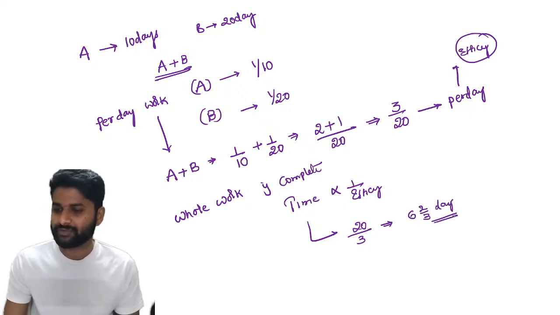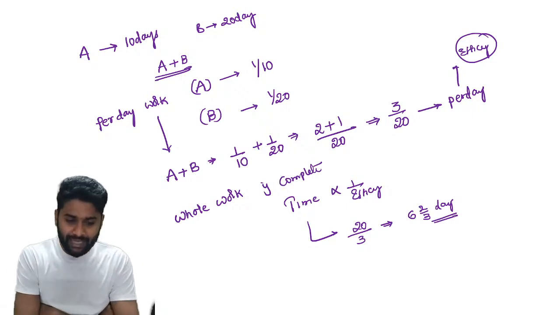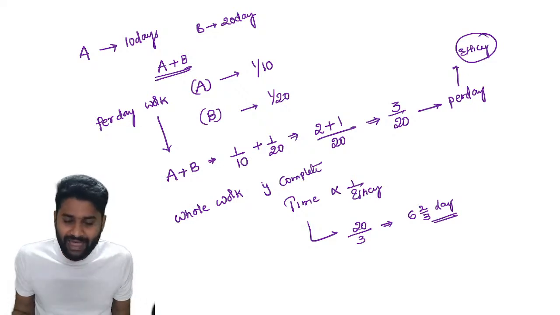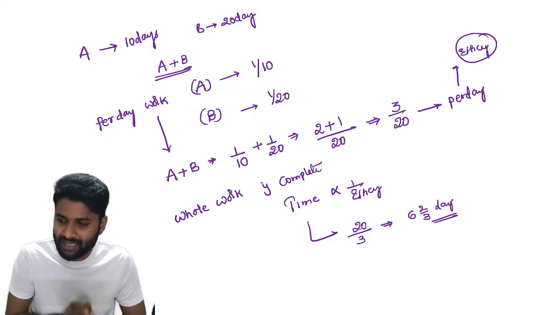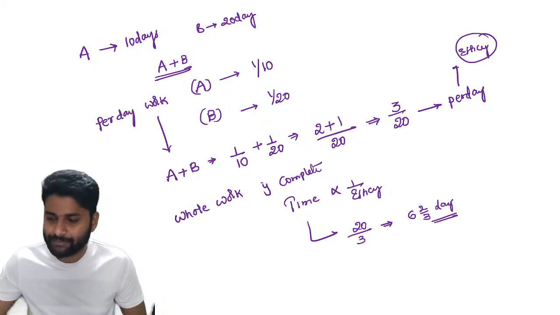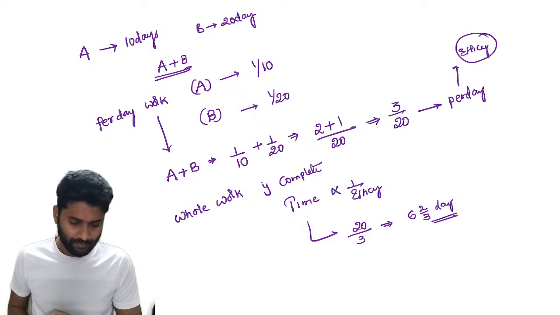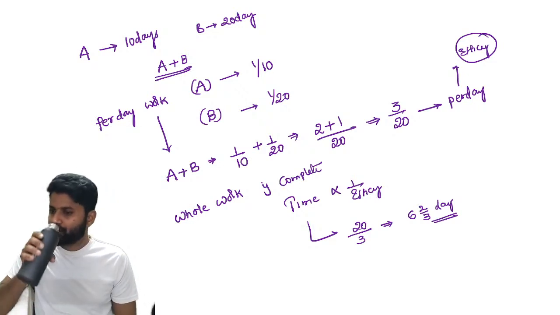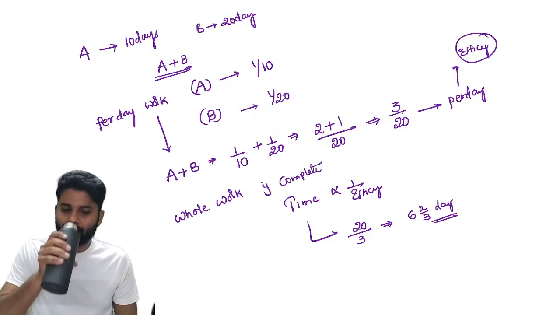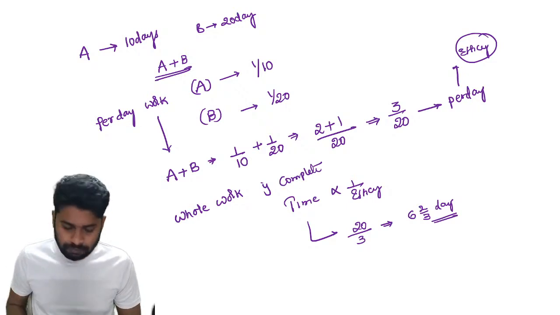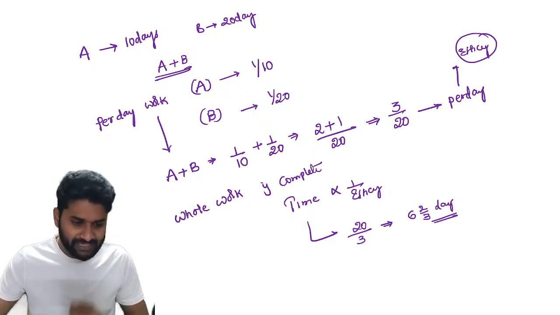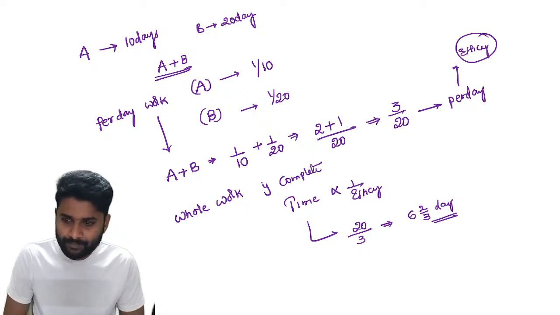Guys, understand the concept here. If I assign A alone, A takes exactly 10 days, B takes exactly 20 days. If I assign both the persons at a time, they will complete the work in 6 2 by 3 days. Is it clear? Guys, please let me know in the comments. Is it clear?